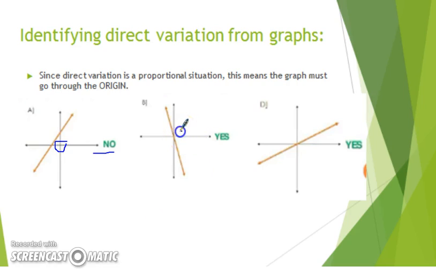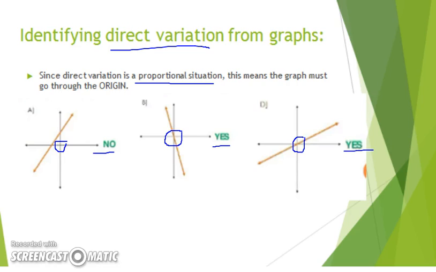So we'll look at the next one. Here's my origin. Does this line go through the origin? Yes. And then the last one, here's my origin. Does this line go through the origin? Yes. So remember, when you're looking for a direct variation on graphs, it has to be a proportional situation, which means it goes through the origin.